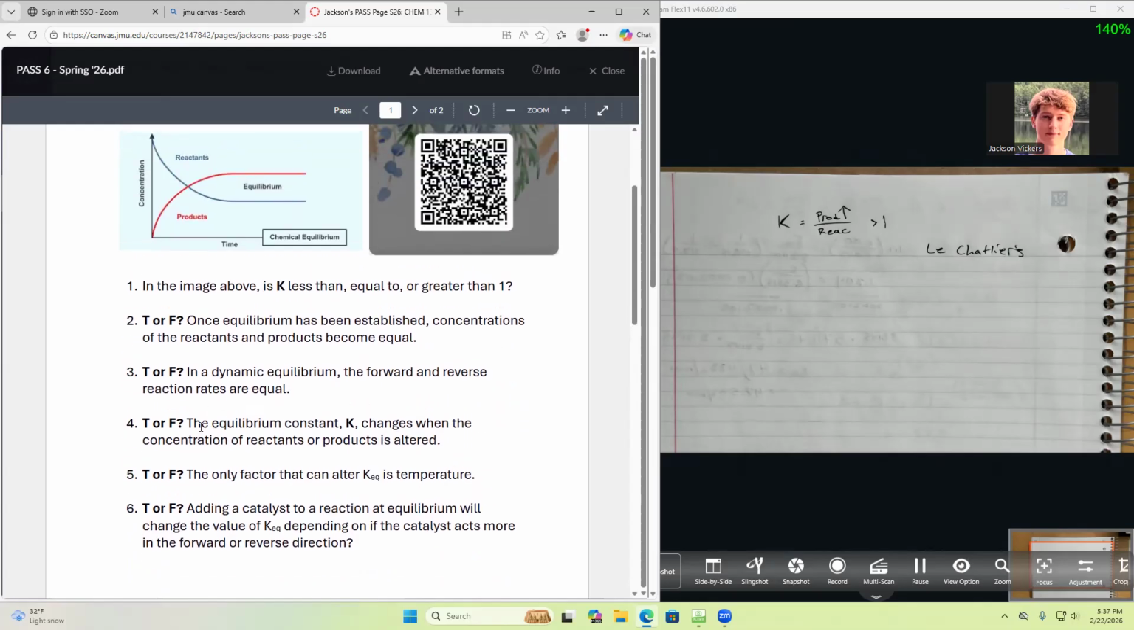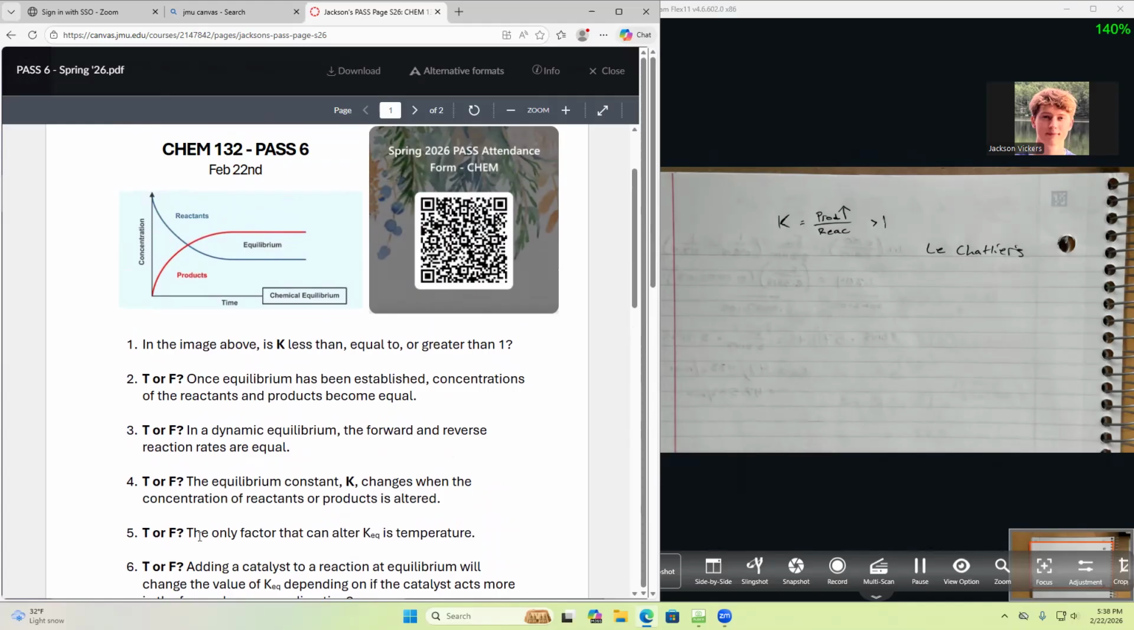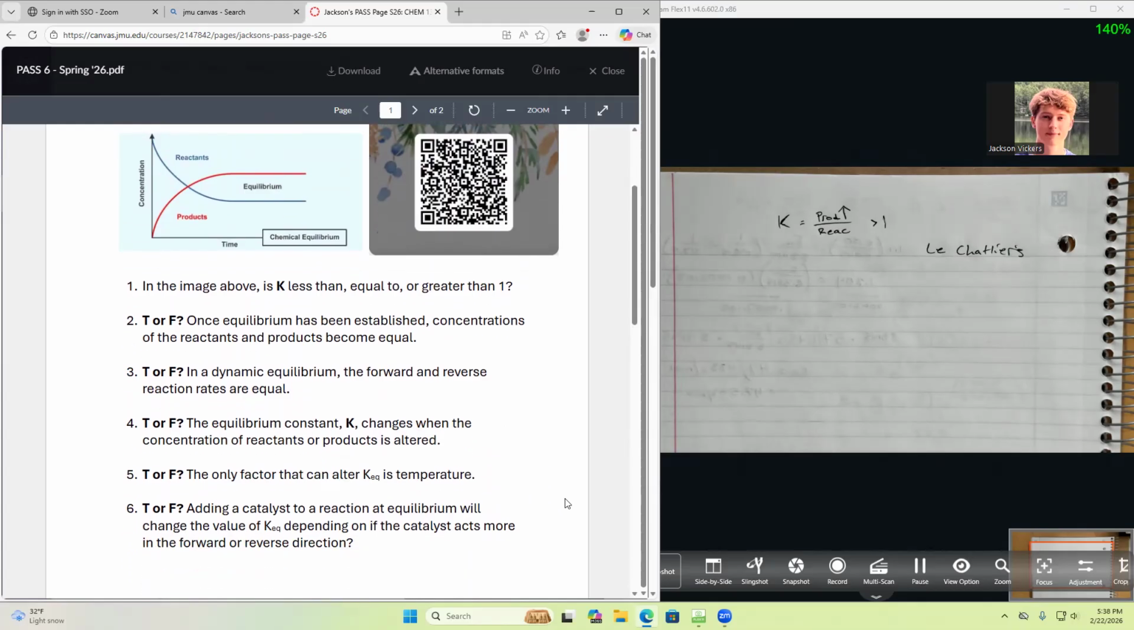So that's another really easy thing to mess up about equilibrium. And then I already told you this one. The only factor that can alter K is temperature. That's true. And there's an explanation for that that I don't totally understand. It's not something that Dr. Blumley expects you to understand either, but it has to do with the speeds of the particles and stuff like that.